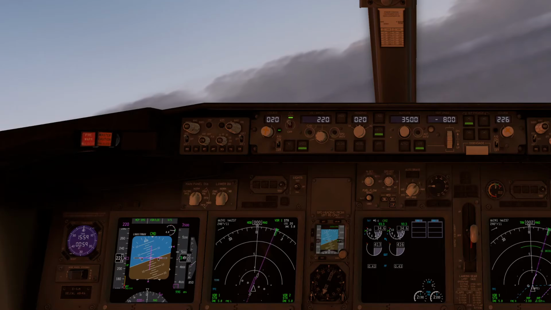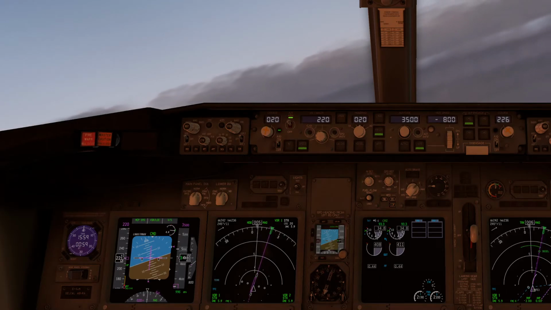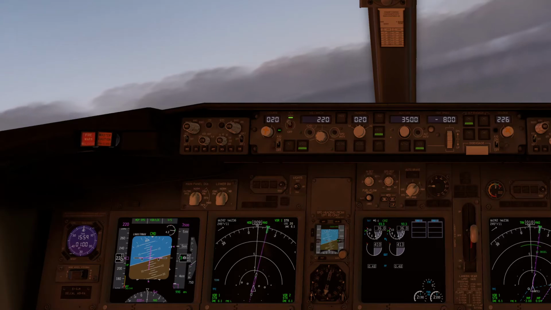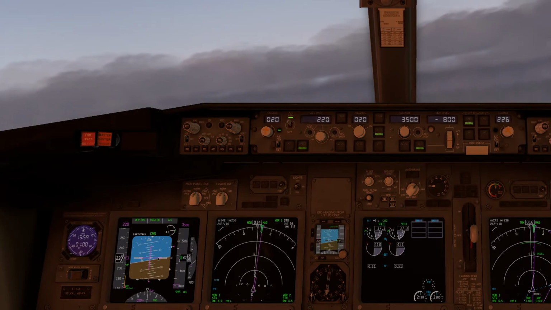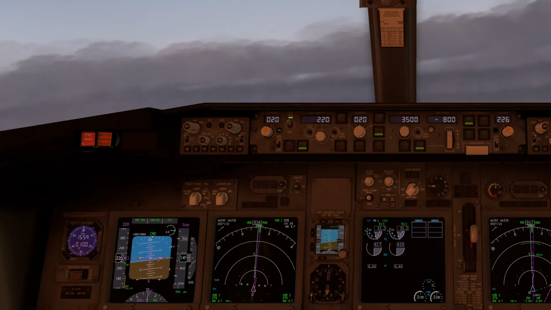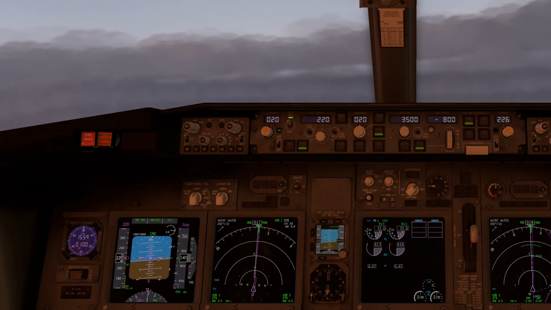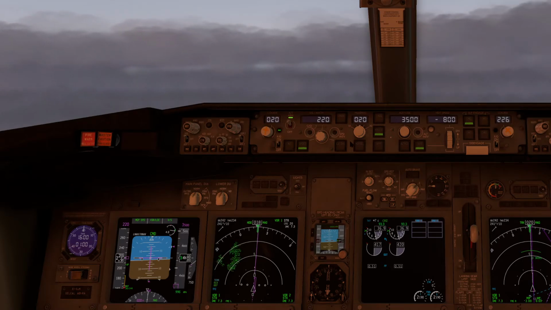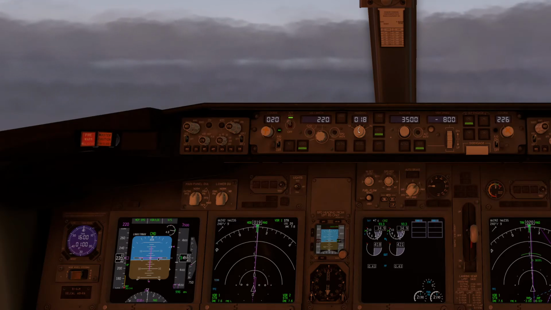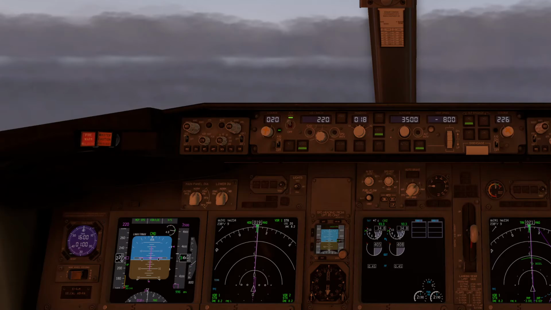So we go on this heading for 20 miles and then we come back. So let's see when the heading centers. What is our heading? There is a wind from the left, 10 knots. So there is a 2 degrees correction, 18 degrees. Passing 4,500 for 3,500. 1,000 to go.